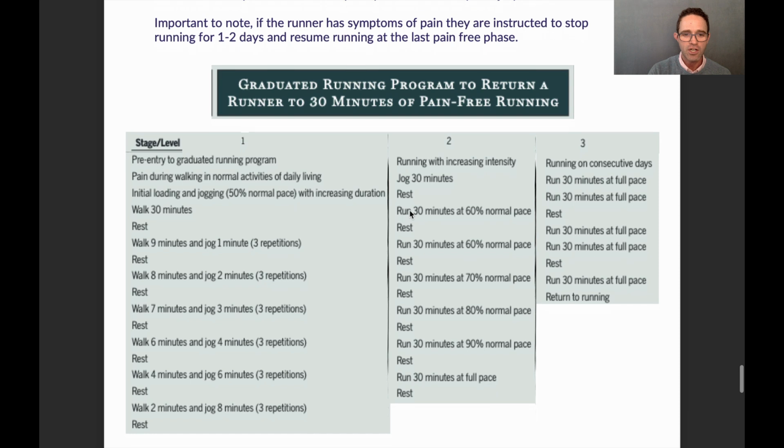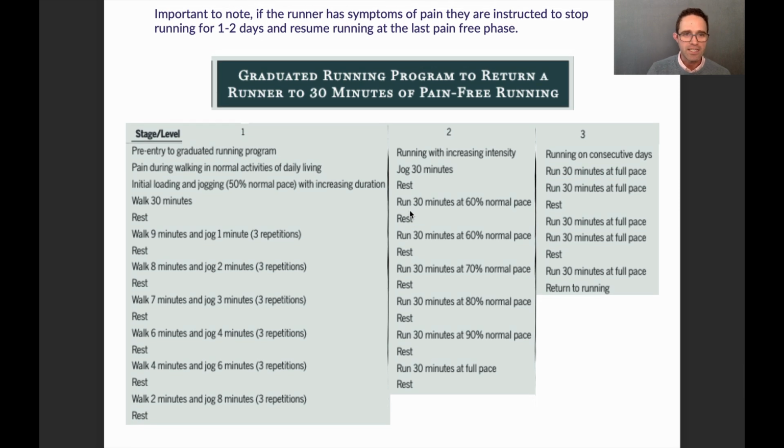As you can see in this graph here, you can definitely see stage 1, 2, and 3, and you can see that they're broken down into walking phases and running phases. We're adding more and more duration first, then we're going to increase the pace, and then lastly, we're going to increase the frequency.